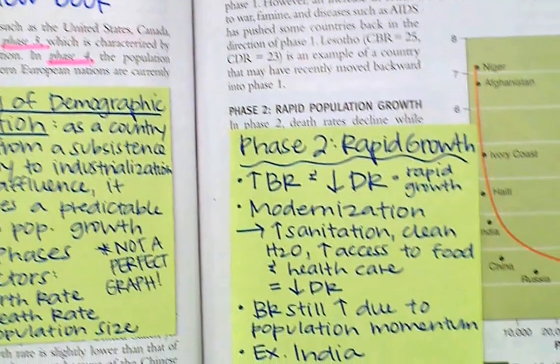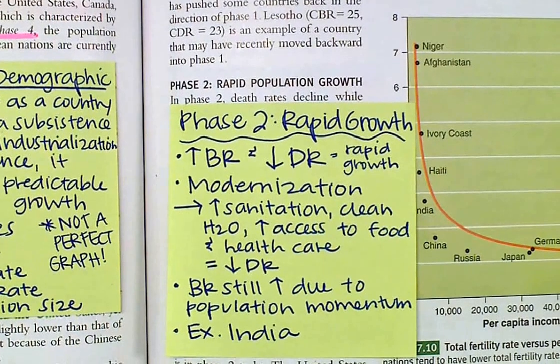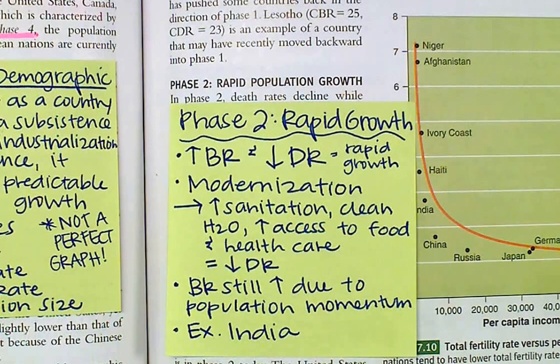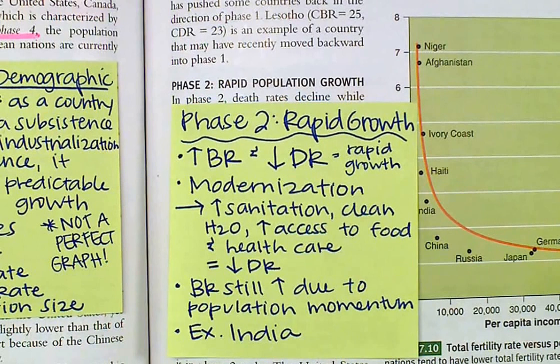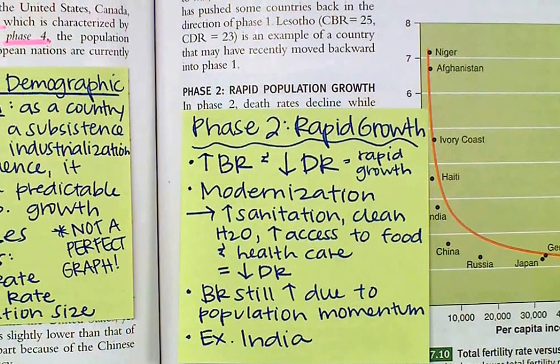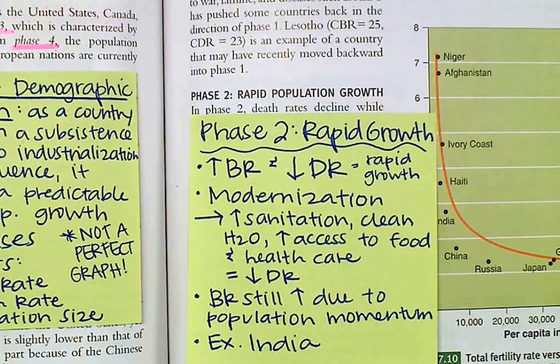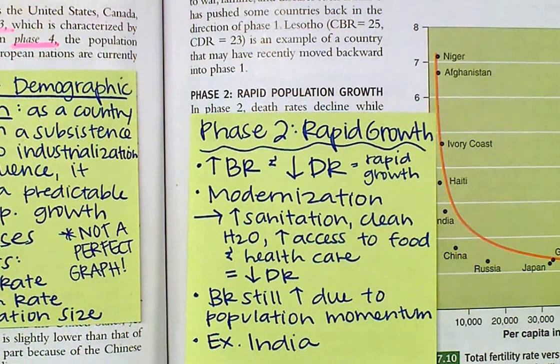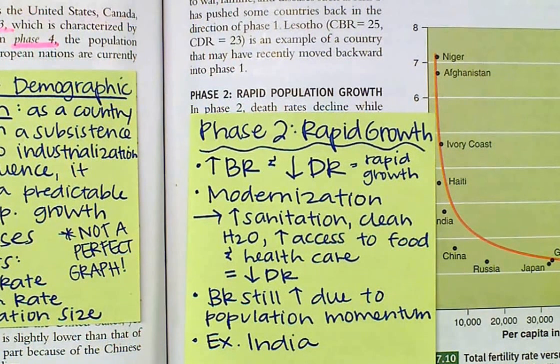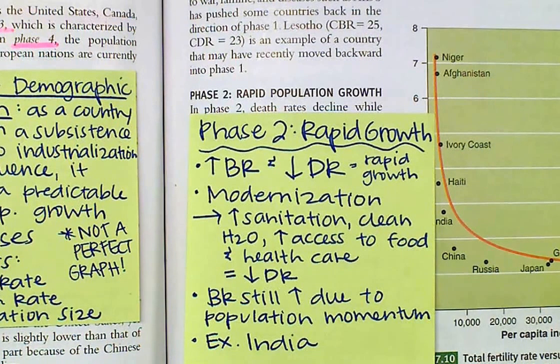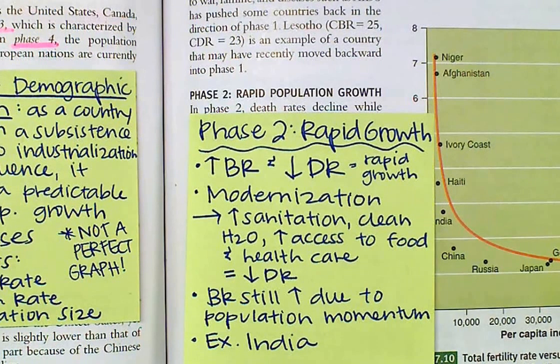Alright, phase 2 is going to be rapid growth, and we're going to have a high birth rate, but the death rate has actually started to decrease. Okay, which gives us this rapid growth because we're having more and more babies and not as many people are dying as they used to die in phase 1. Okay, now this is kind of the modernization stage where we're increasing our sanitation, access to clean water is increasing, access to food and health care is increasing, and all of those factors are working together in order to decrease the death rate. Now, the birth rate is still high due to our friend population momentum.